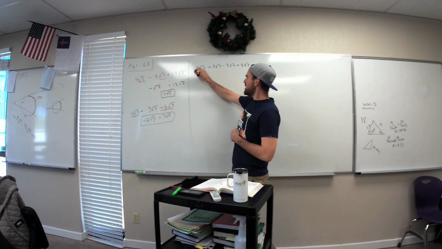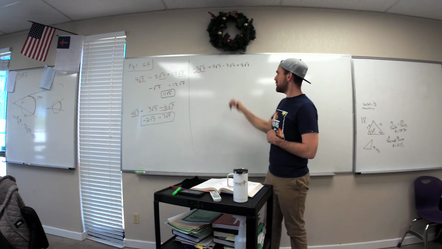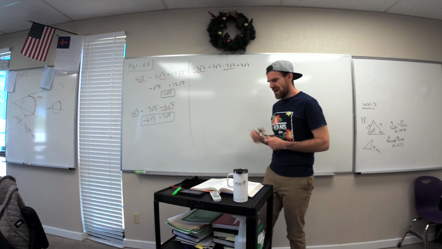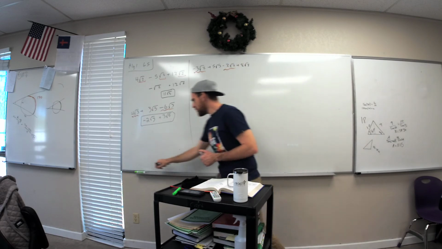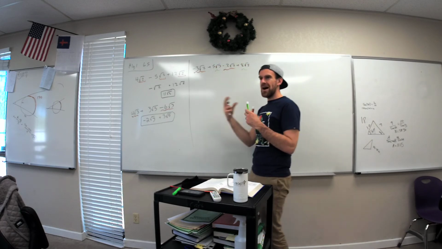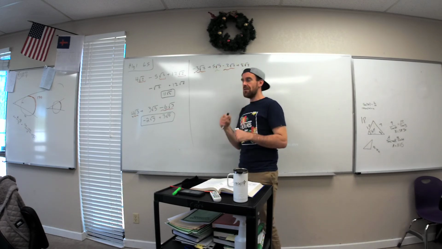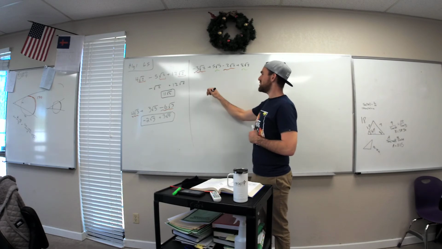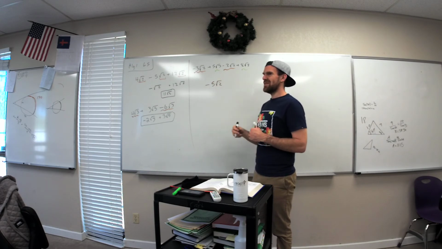Alright, so which ones have a square root of 2 in them? Well, that one. Which one has a square root of 3 in it? Those guys. So I'm going to combine the terms that have the same stuff. Negative 3 minus 2 is negative 5. You don't do anything with that, right?